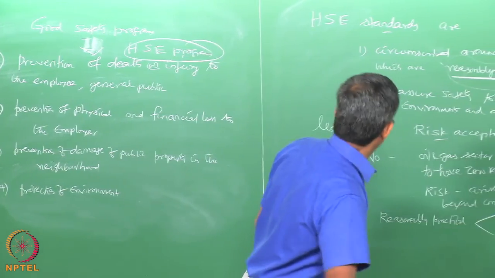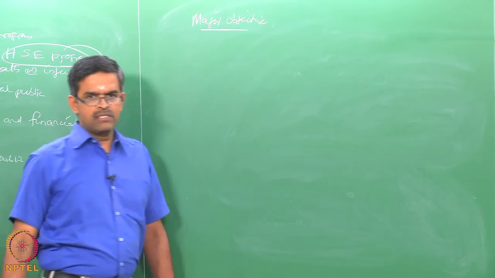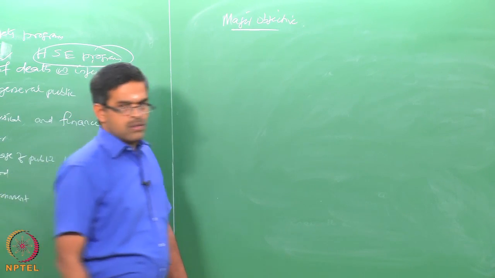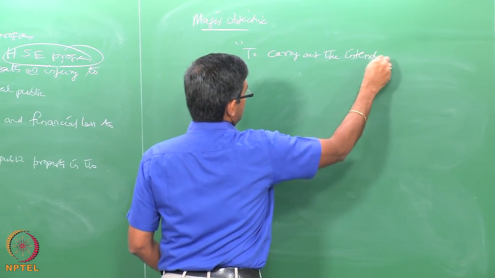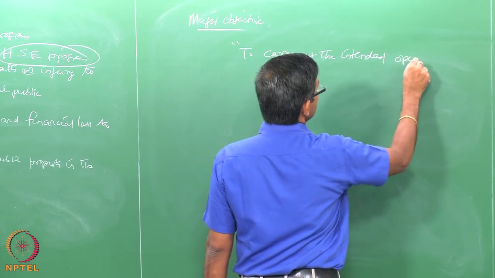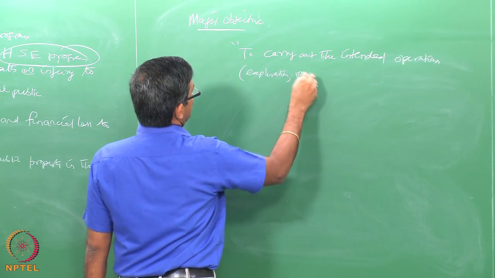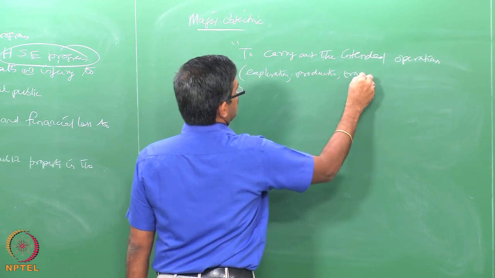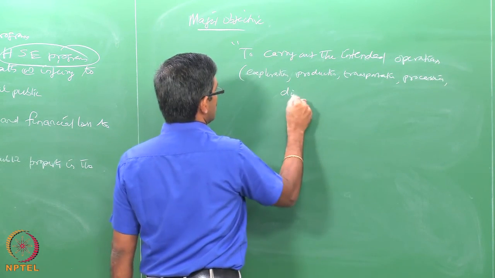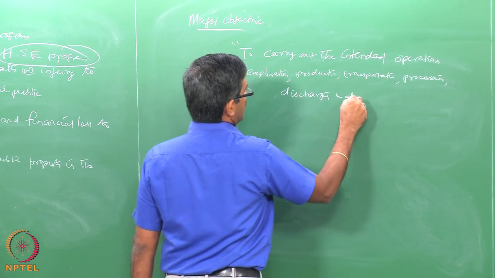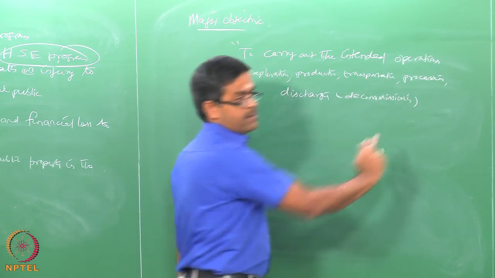Therefore, the major objective of HSE rules and regulations is to carry out the intended operations, in fact exploration, production, transportation, processing, discharging and decommissioning. I am giving it in a hierarchy, you can easily see here.